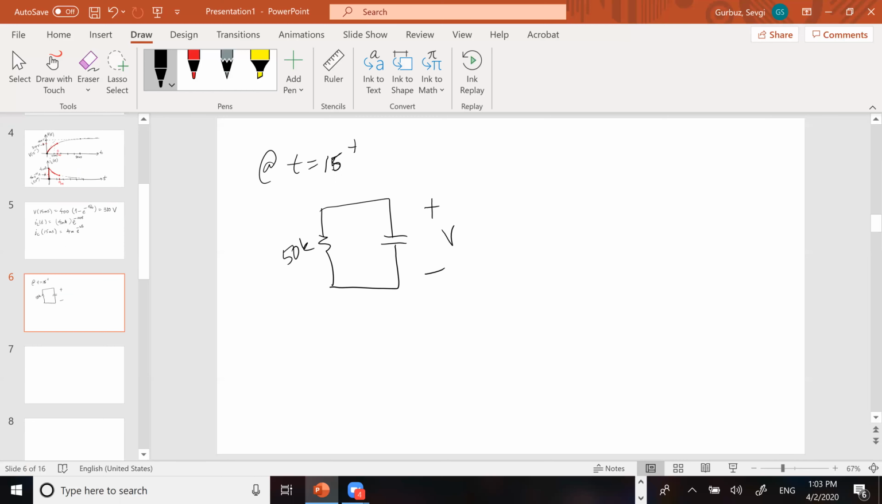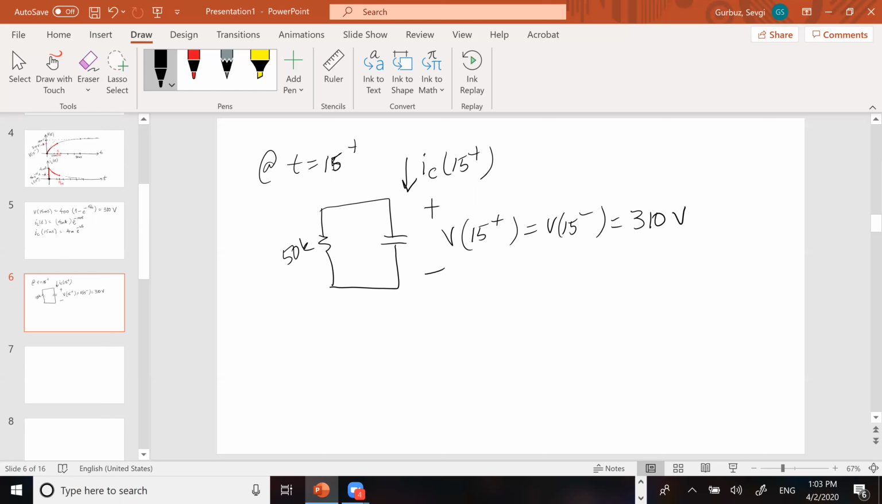By continuity, we know that V of 15 plus must be equal to V of 15 minus, which we calculated as being 310 volts. Note there is no continuity constraint on the capacitor current, so we must label this as something else, IC of 15 plus. And we can calculate what IC of 15 plus is by just using Kirchhoff's voltage law on the circuit, given the constraints that we've had.